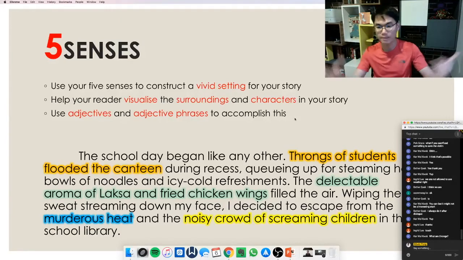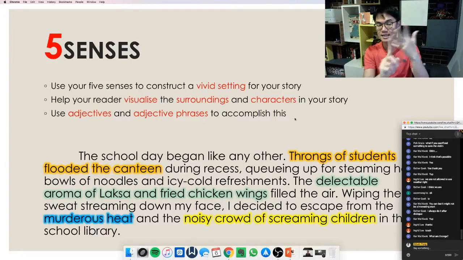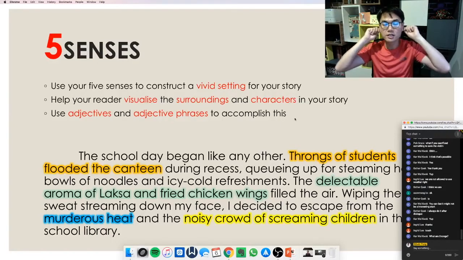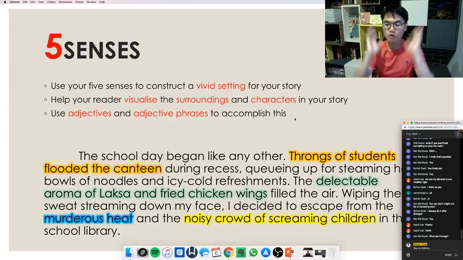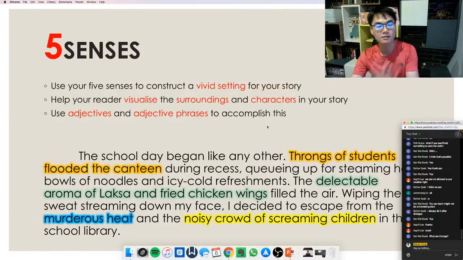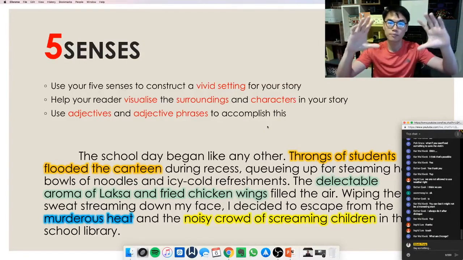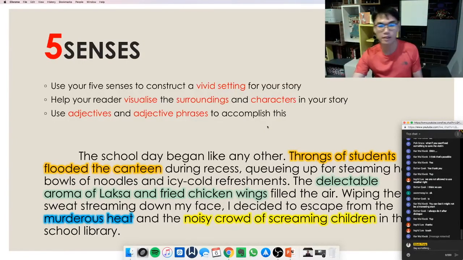Okay, throngs are big crowds of students, okay? So I've got touch, I've got smell, I've got taste, I've got sight, and I've got hearing, okay? So your eyes, your ears, your skin, your nose, your mouth, all right? These are your 5 senses. And I'm using all 5 senses in order to write this beginning of the climax, okay? The body of the story.